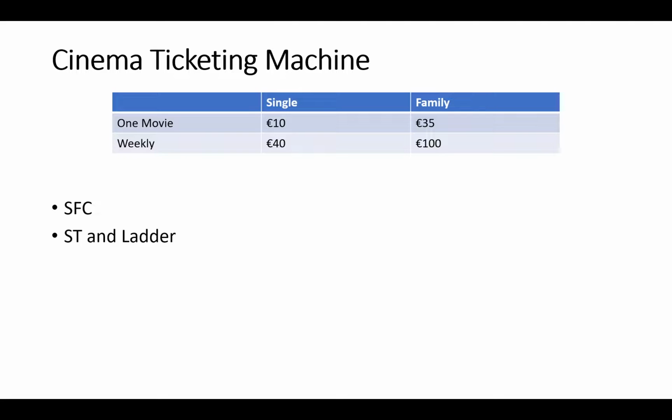This particular cinema charges €10 for a single person to watch one movie, or €35 for a family. There's also the option to have a weekly ticket at €40 for a single person or €100 for a family. This is obviously very limited. In reality, you probably have a weekly, monthly, yearly option, and those prices are probably a bit out of date, but we're just doing a demo here.